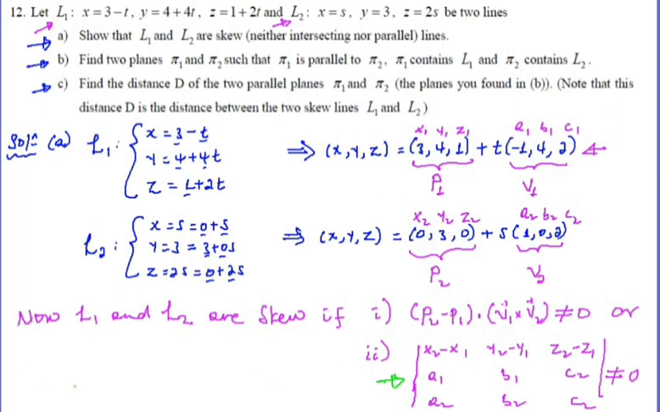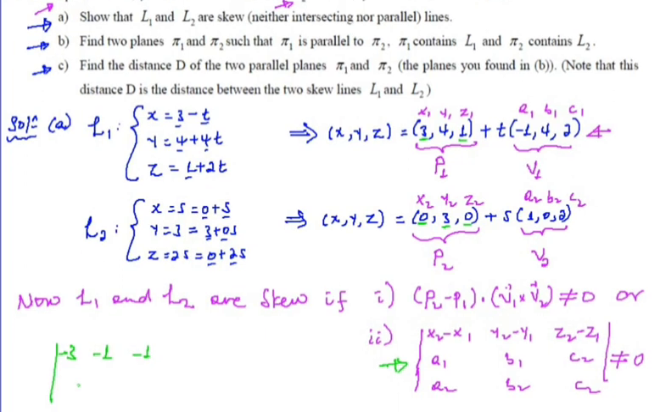So what is our determinant? The determinant: x2 minus x1 means 0 minus 3, which is minus 3. Okay, then y2 minus y1 means 3 minus 4, which is minus 1. And z2 minus z1 means minus 1. Okay, this is the first row. A1 is minus 1. B1 is 4. C1 is 2. A2 is 1, 0, 2.